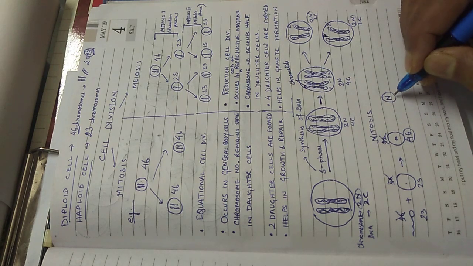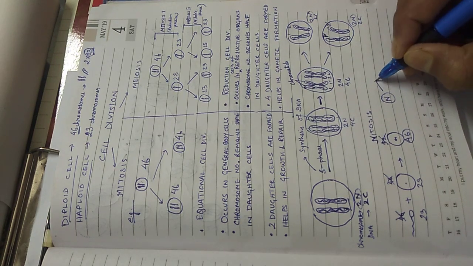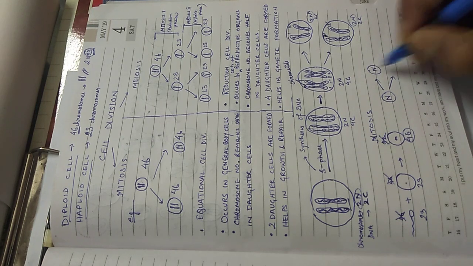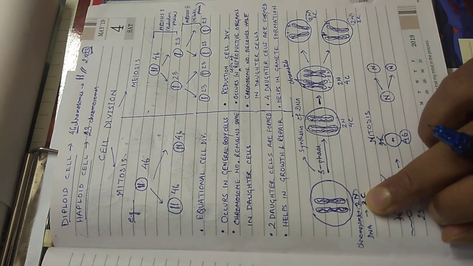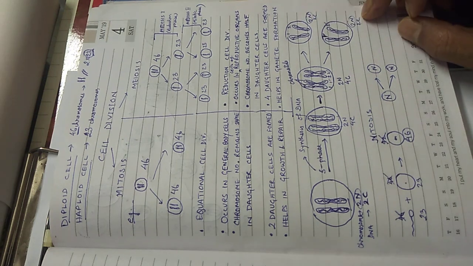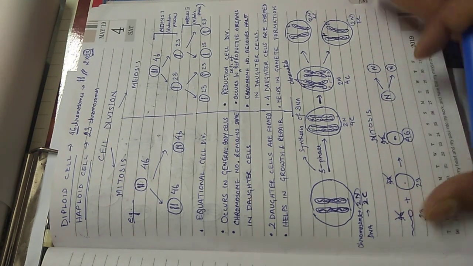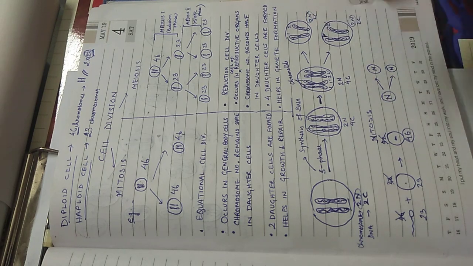Suppose this cell, which is haploid, is undergoing mitosis. Then it will produce two daughter cells which will have the haploid number of chromosomes. Here it is diploid, so we end up getting diploid cells. So this is what happens in mitosis. The chromosome number remains the same, only the cell is increasing in number.